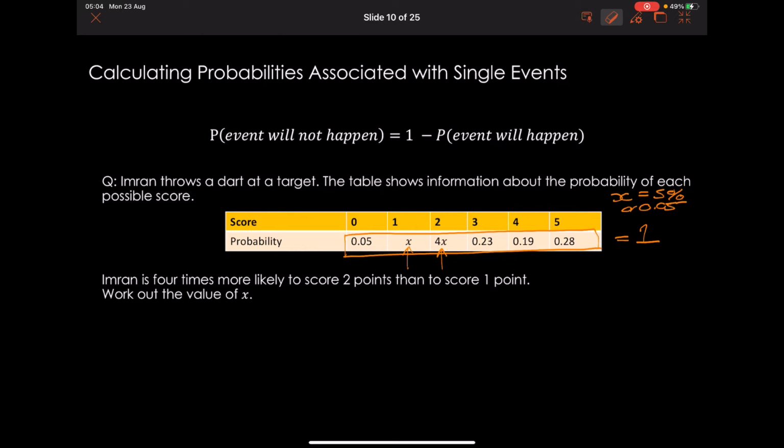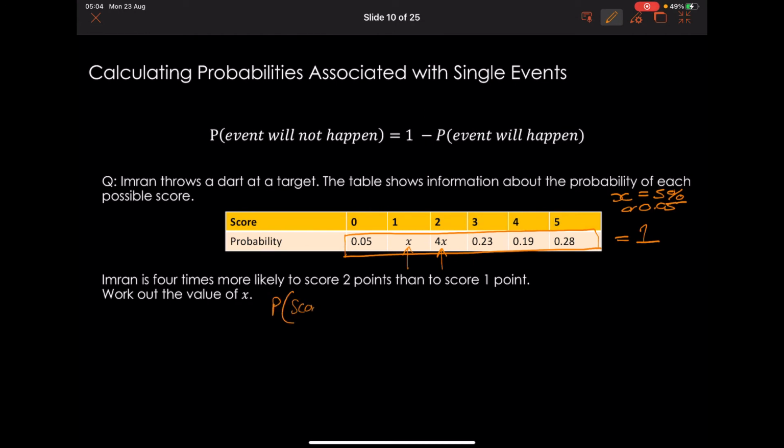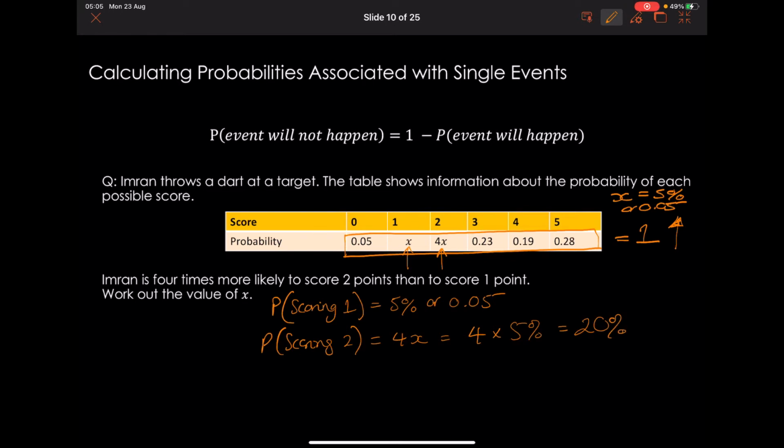Okay, that means that the probability of scoring a 1 equals 5% or 0.05, because x is this value here, we've just worked it out. The probability of scoring a 2 is 4x, which is 4 times 5%. 4 times 5 is 20, so it's 20%. But like I say, if it wants your answer as a decimal, we should know that 20% is written as 0.2. So there you have it, done.